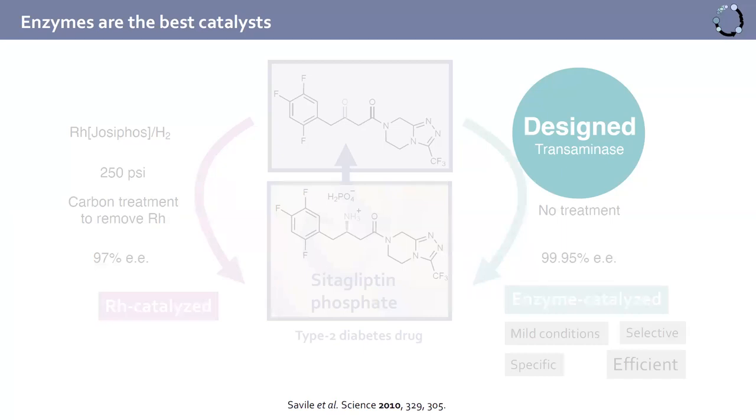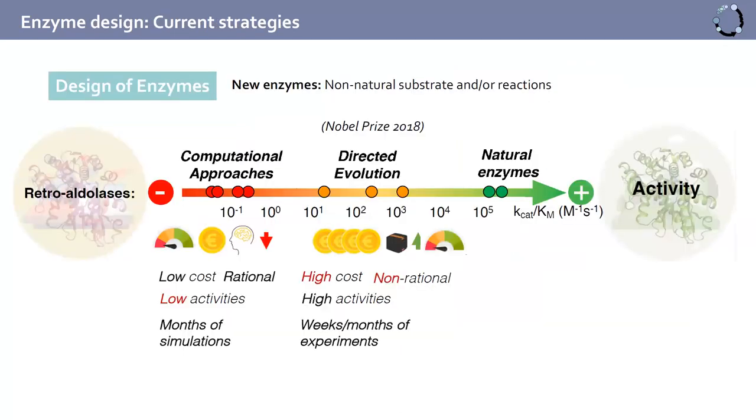And in terms of design, we have different strategies, as you know. And of course, the most powerful technique and the most famous one is directed evolution. That was recognized with the Nobel Prize of Chemistry in 2018. And this directed evolution technique is able to provide highly efficient variants, but it has a high cost associated and also the disadvantage that it's non-rational. So at the end, you spend a lot of money to evolve an enzyme, and at the end, you don't know why the enzyme is working. So this knowledge cannot be applied for other design campaigns. And also you need weeks and months of experiments.